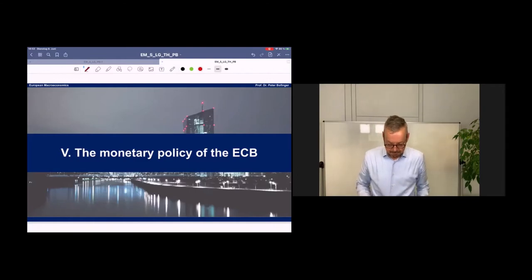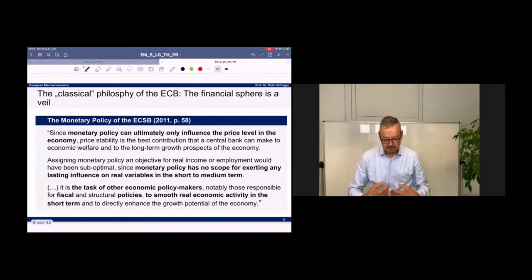Okay, so the ECB is at the heart of the monetary union. Why? This European Monetary Union is a kind of hybrid animal, because we have full integration of monetary policy, and the European Central Bank is the institution which is responsible for monetary policy in the euro area. But in contrast, we have no integrated fiscal policy for the euro area. We have 19 national fiscal policies, 19 national member states with 19 finance ministers, 19 prime ministers and chancellors.